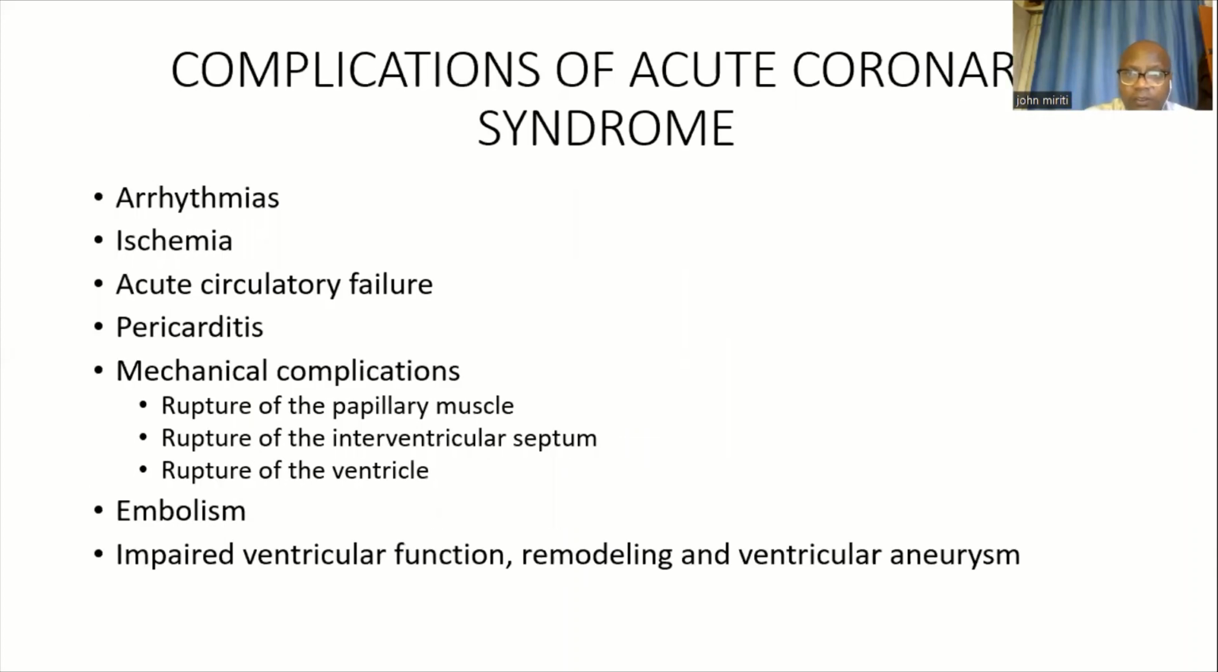So the complications of acute coronary syndrome include arrhythmias, ischemia, acute circulatory failure, pericarditis, and mechanical complications like rupture of the papillary muscles, which can result in regurgitation, rupture of the interventricular septum, rupture of the ventricles, embolism, or sometimes impaired ventricular function, remodeling, and ventricular aneurysm.